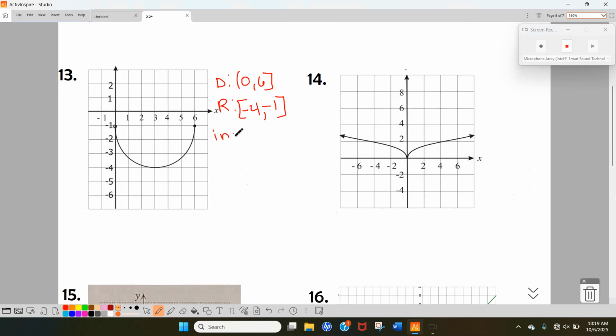We are increasing from here to infinity. No, not infinity, because this thing is closed. From here to here, we are going up. So we're increasing from 3 to 6. From 0 to 3, we are decreasing. If you trace it from left to right, it goes down from 0 to 3. And it goes up from 3 to 6. And it is not constant.